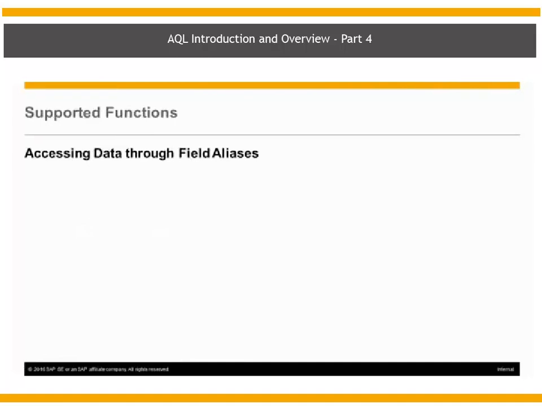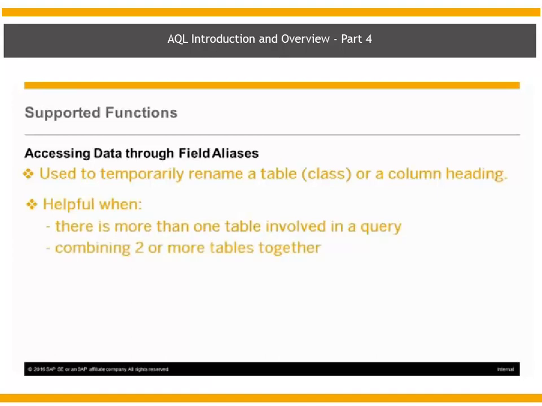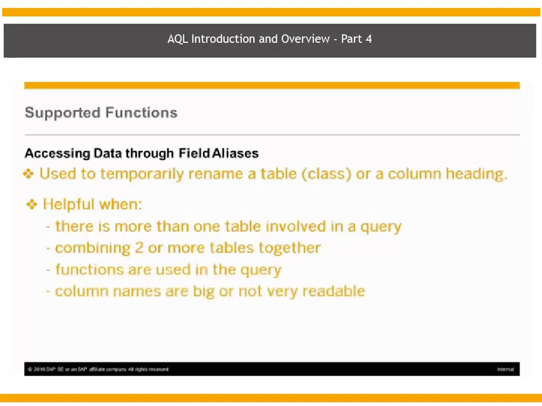Accessing data through field aliases is also supported. Aliases, just like in SQL, are used to temporarily rename a class or column heading. Aliases can be particularly helpful when there is more than one table involved in a query, you are combining two or more tables together, there are functions in the query, or the column names are big or not very readable.